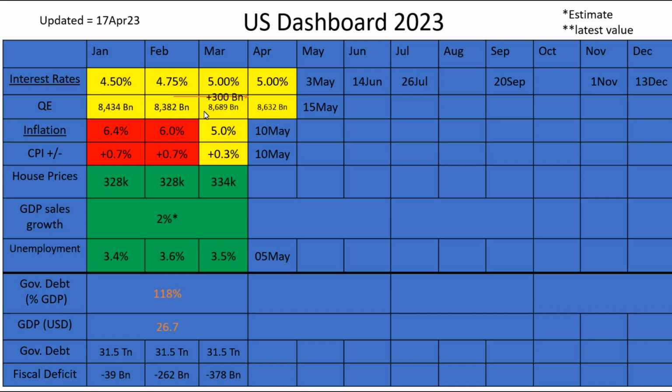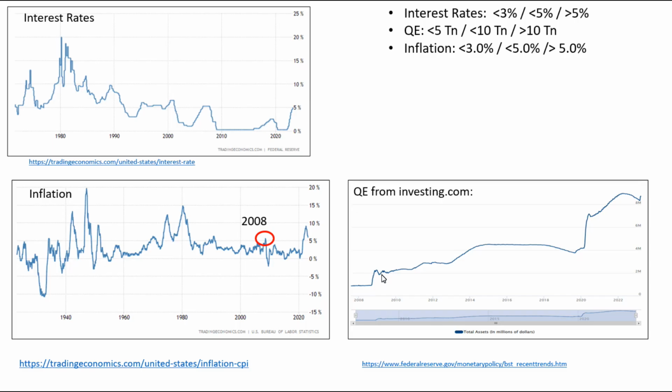In terms of quantitative easing and this 300 billion addition we had in March, that was getting us through the mini banking crisis we have. Here we've got quantitative easing, and we see how it was practically doubled since 2020, and so that explains how we had the FANG bubble.